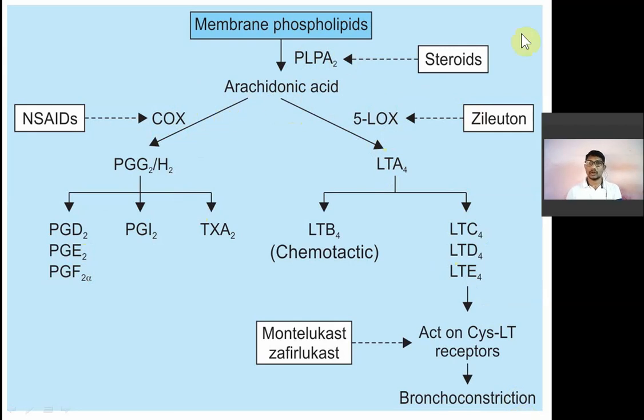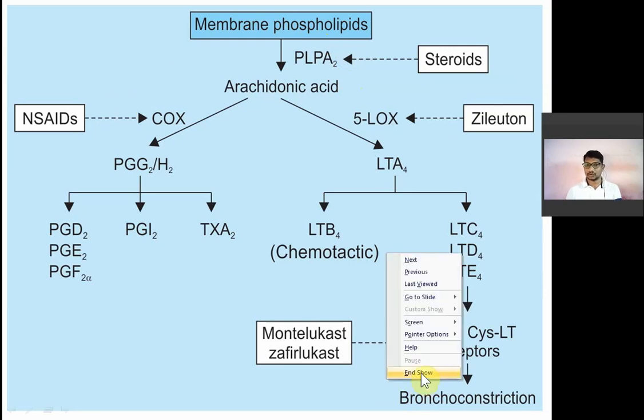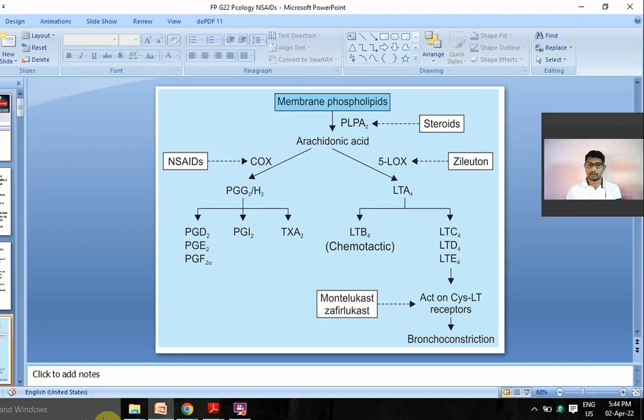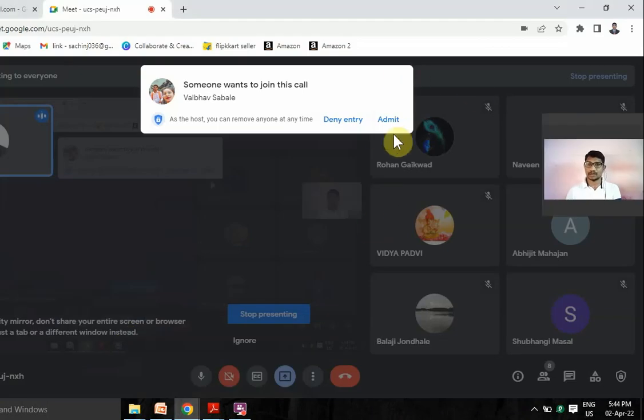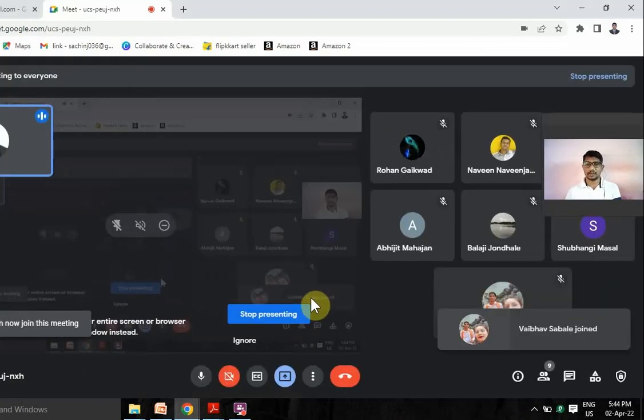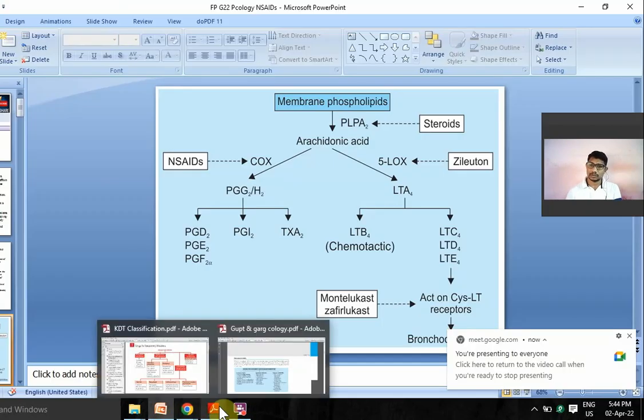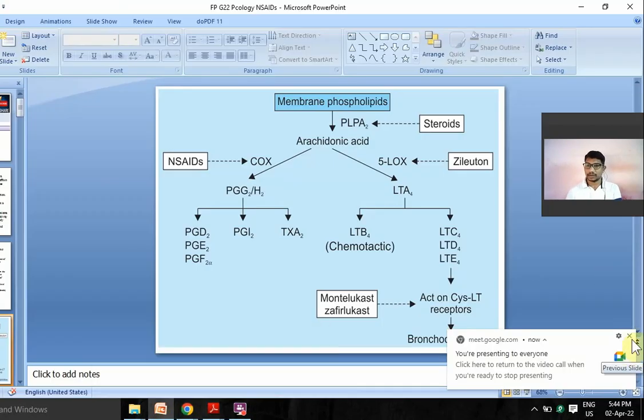Steroidal drugs act on the enzyme phospholipase A2. They are inhibitors of phospholipase A2. They will prevent the formation of arachidonic acid, and once arachidonic acid is not formed, further complications will not be there. That's why they are useful in pain and inflammation. These steroidal anti-inflammatory drugs like dexamethasone, betamethasone, prednisolone and others are useful in pain and inflammation.